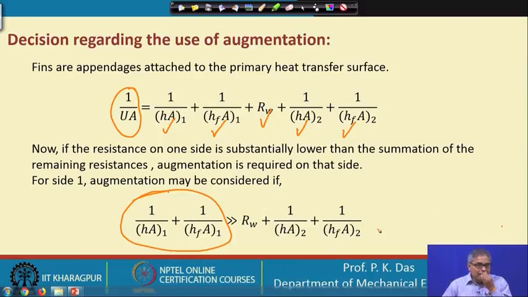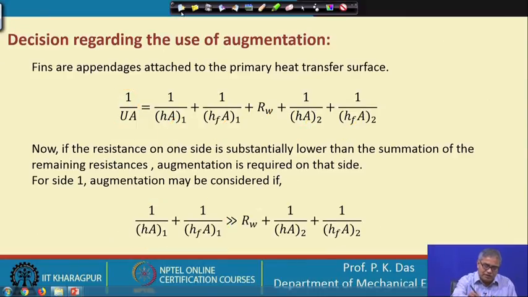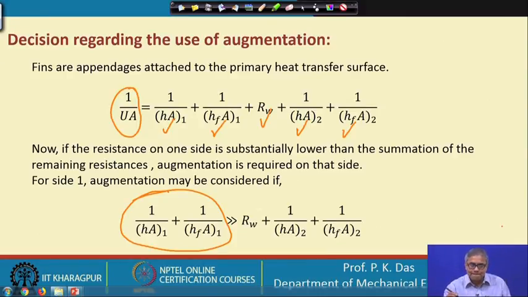If it is a gas to gas heat exchanger, then of course many a times we provide fins on both sides of the solid surface, on both the fluid sides. So, with this small piece of information, we can proceed to the next slide.